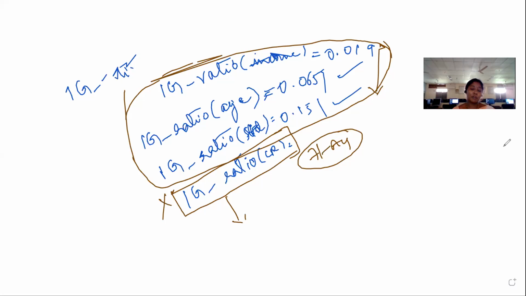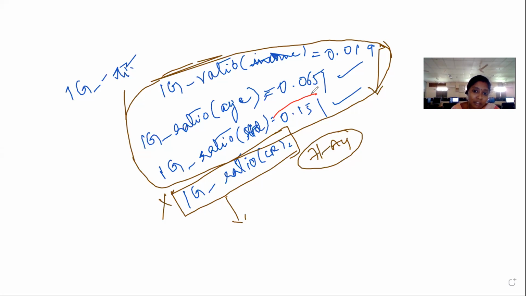Which attribute we need to select? Age, madam. Age is selected. Why age? More gain ratio undi kada madam. More gain ratio age ki ekkada undi? What is the gain ratio for student? 0.151.